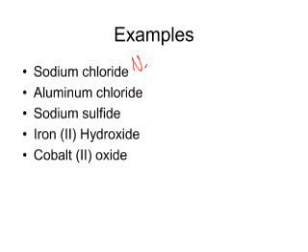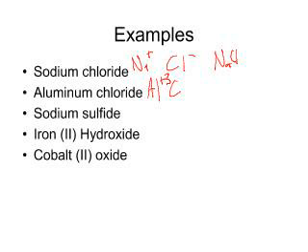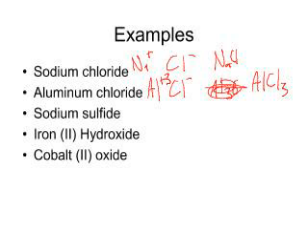Sodium chloride. Sodium is Na. Periodic table tells me Na is +1. Chloride is Cl. Periodic table tells me that's -1. Crisscross these, and because they're the same charge, it's just NaCl. Aluminum chloride. Periodic table tells me aluminum's in the +3 column. Chloride's in the -1 column. Crisscross, Al3, I did that wrong. AlCl3. And again, remember, the signs don't move, just the numbers.